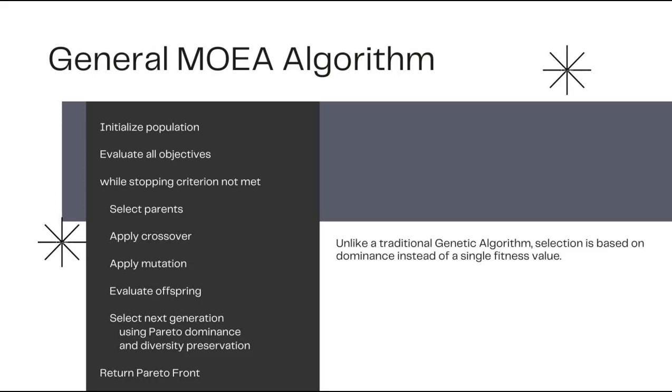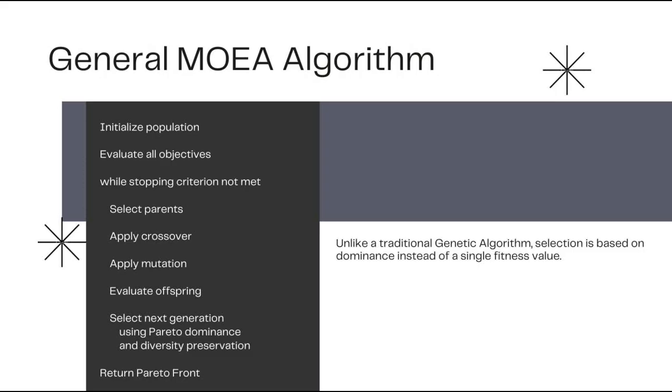Each solution on the front represents a different alternative for the decision maker. A solution on the Pareto Front can't improve in one objective without worsening at least one other objective. Therefore, all solutions on the front are important because none is clearly better than the others across all the criteria.